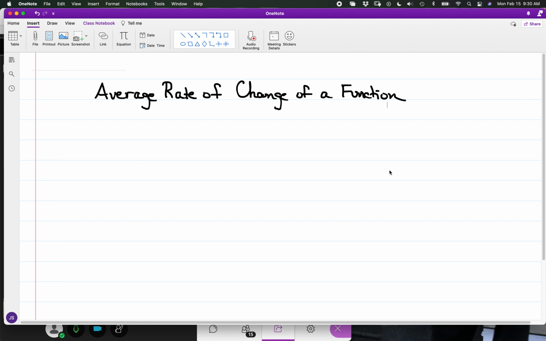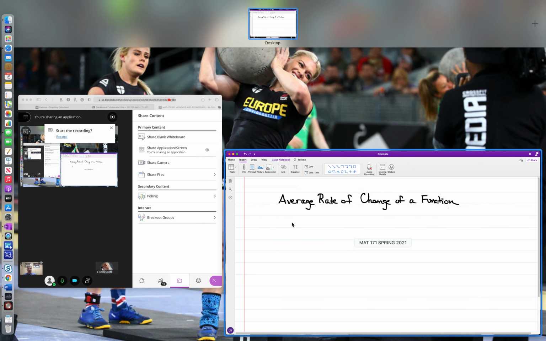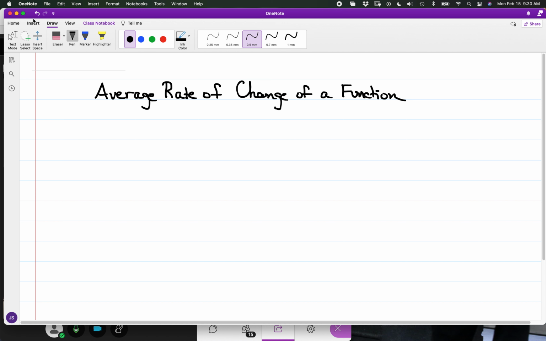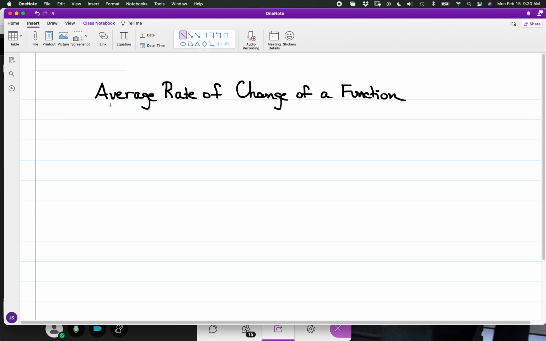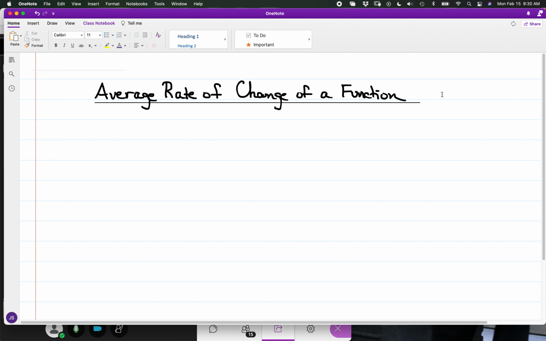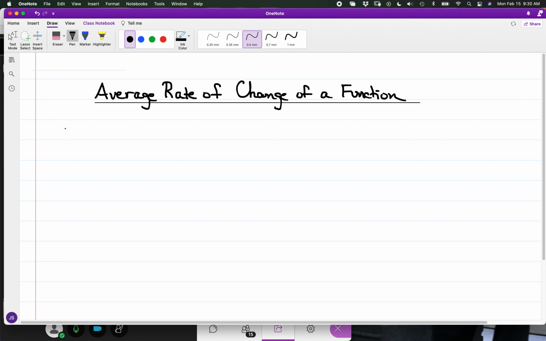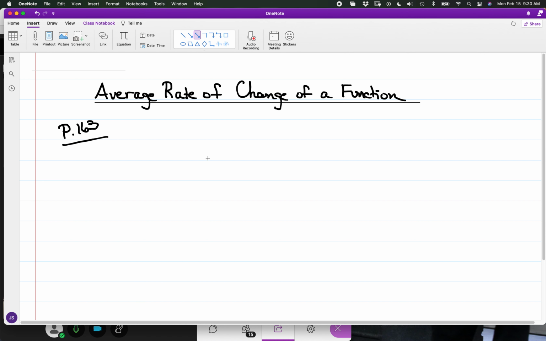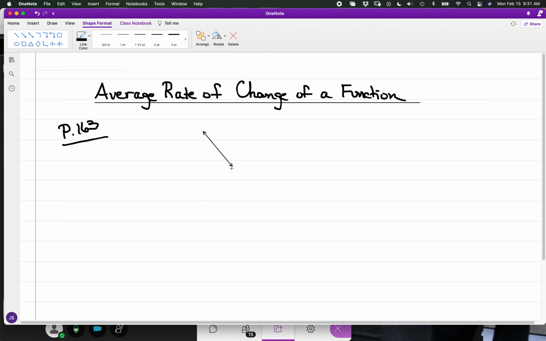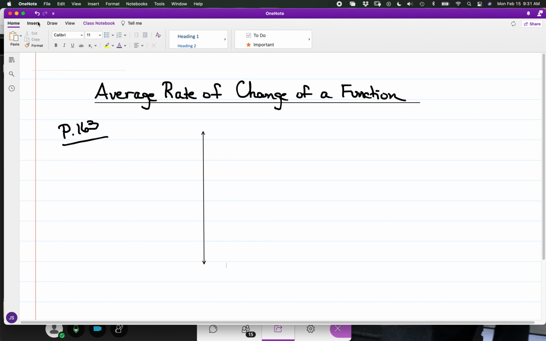All right, good morning. Just picking up once again with functions, and I had mentioned last time that we will be looking into a formalized version of what we refer to as the slope formula. This would be along the lines of the average rate of change of a function, referencing a graph from page 163. There were a couple of graphs, one being a curve and the other one being a straight line.